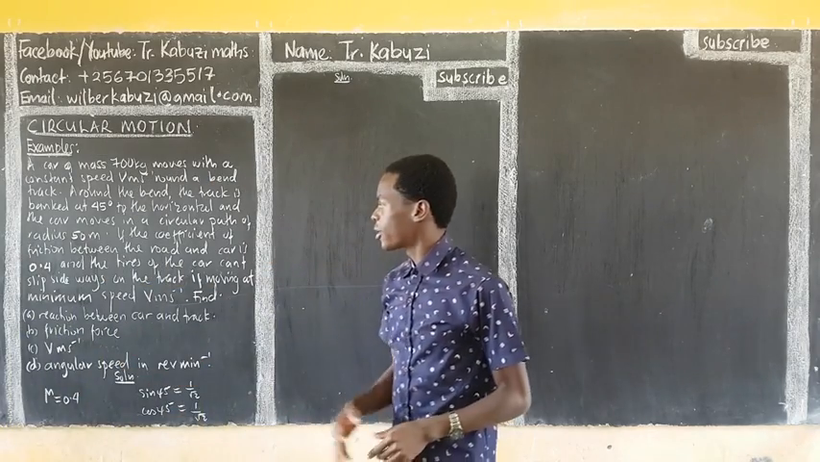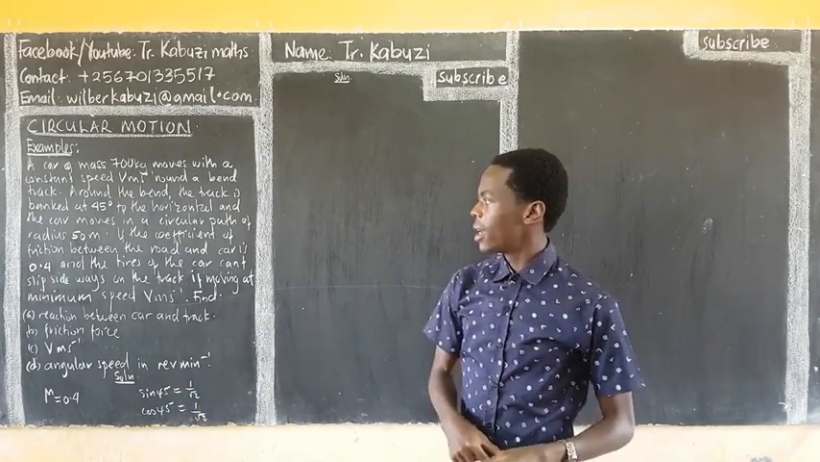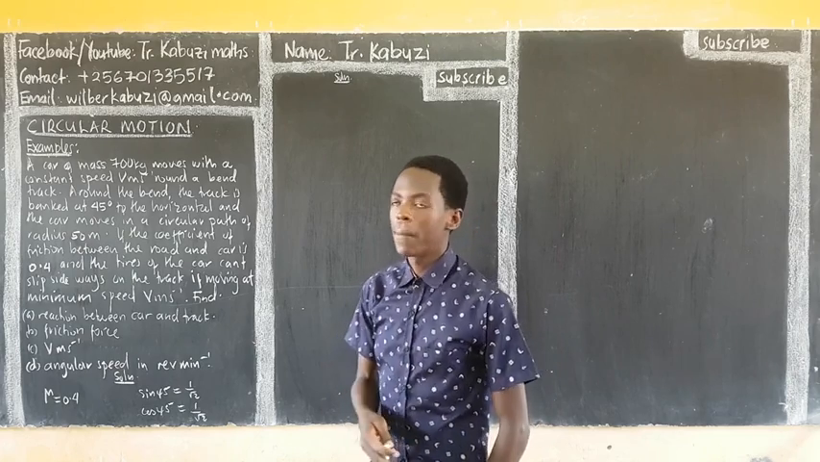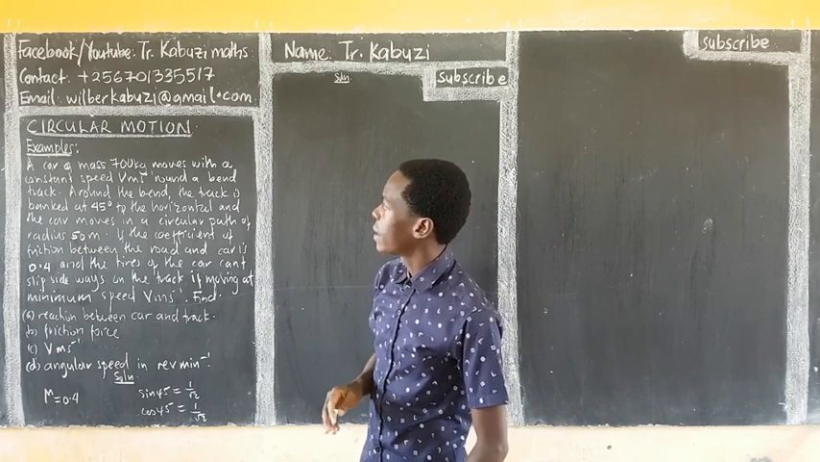Okay, let us see this case when we have minimum speed. I think you can see here, the one is minimum speed. We have seen the case for maximum speed. Now let us see this one for minimum speed.